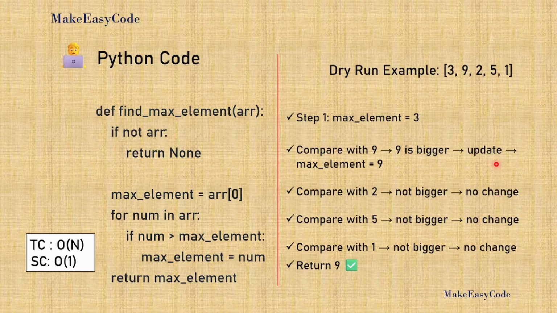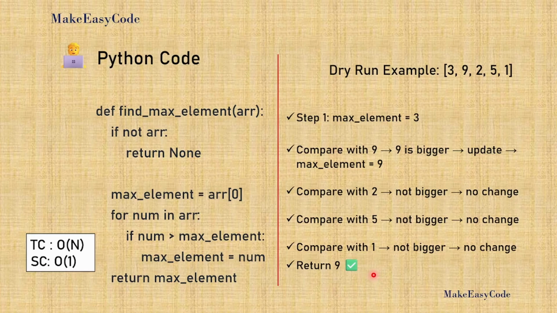Again I'll compare with 5. So 5 is also lesser than 9, so there will also be no change. Again the max element will still be 9. And at the end I'll compare with 1. So we can see 1 is also lesser than 9. So by running we can say that our result will be 9.